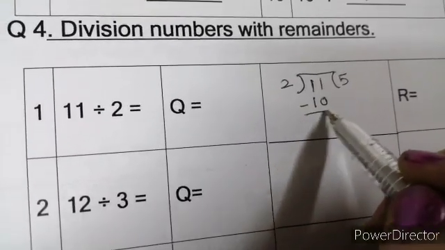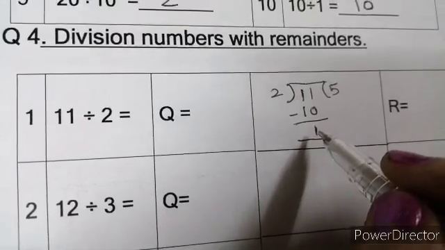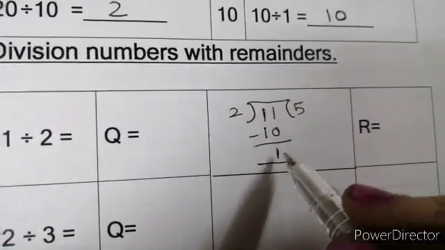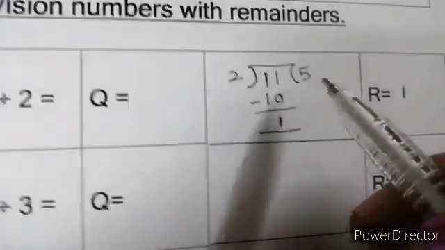Now subtract: 11 minus 10. That is 1. So 1 is remaining. That cannot be made into groups. So the remainder is 1. What is the quotient? It is 5.